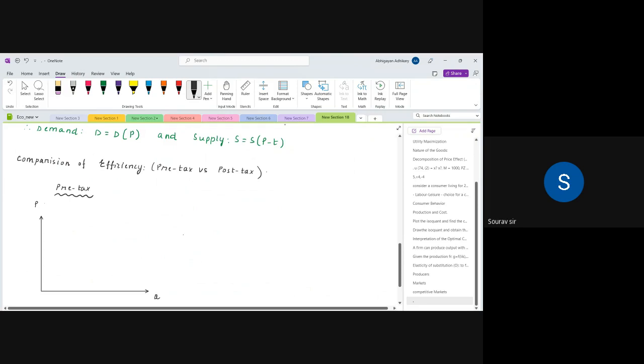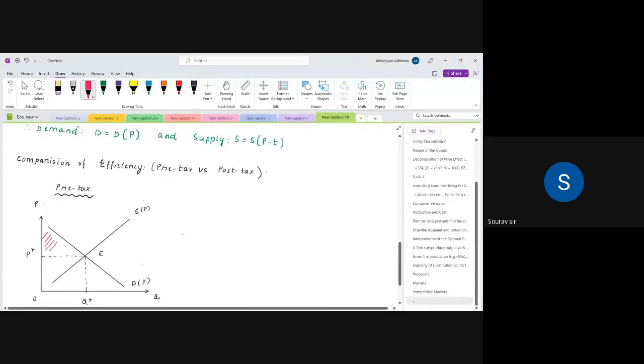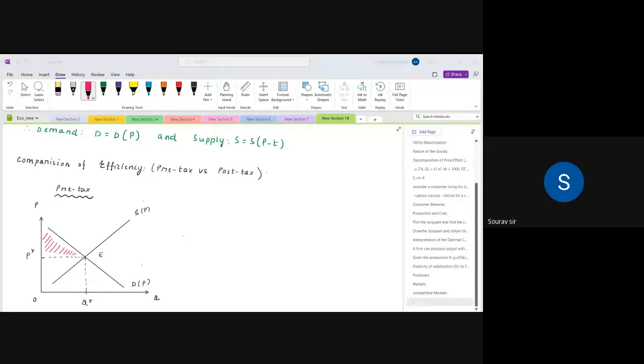Market price P, market output Q, negatively sloped demand D of P, positively sloped supply S of P. The equilibrium point is this, and this is P star, and this is Q star. Okay. So efficiency means the total gain by the society, right? Does anybody remember that if I look at the area below the demand curve up till this point, what is this portion known as? Is anyone aware? Consumer surplus. Yes, correct. This is the consumer surplus.